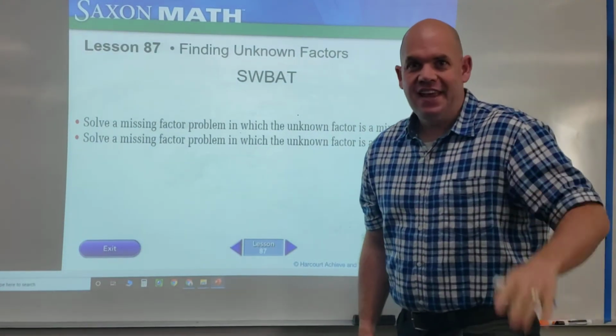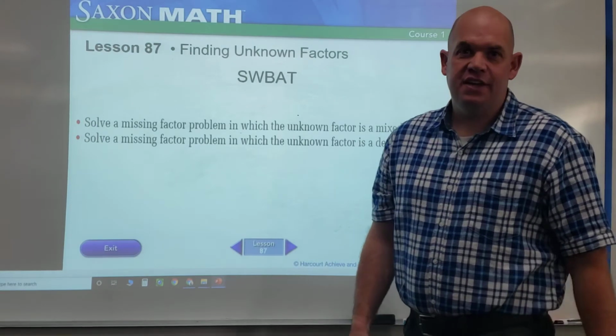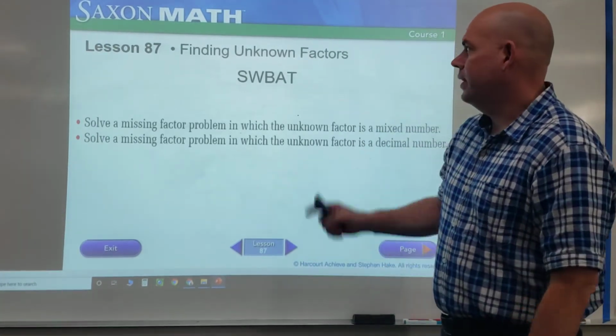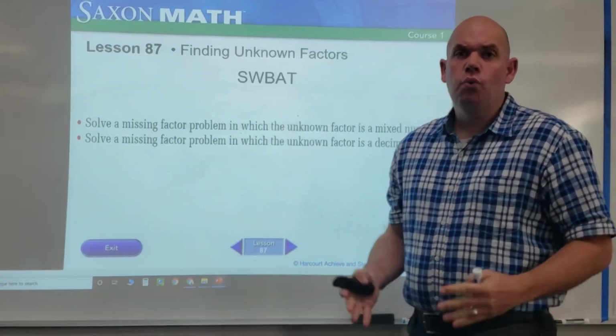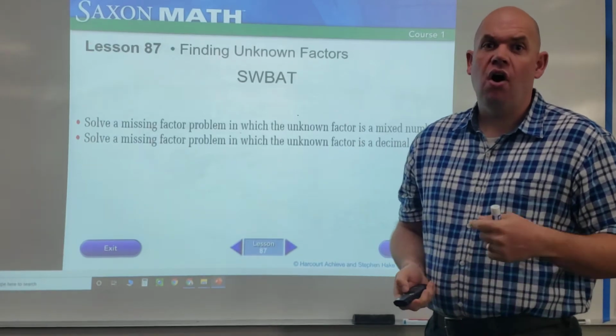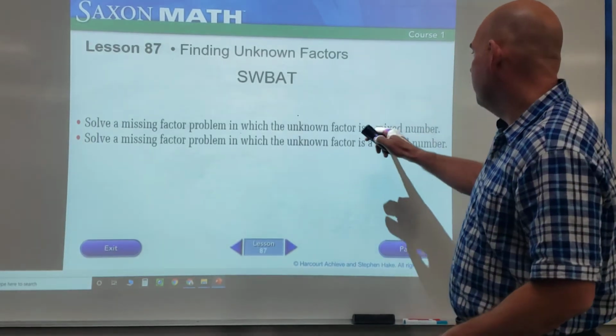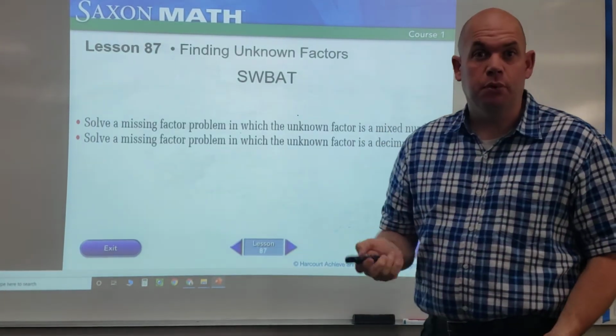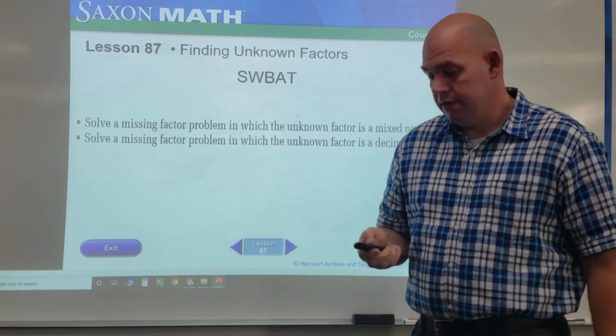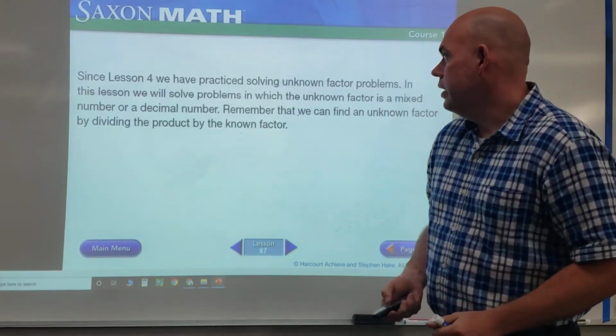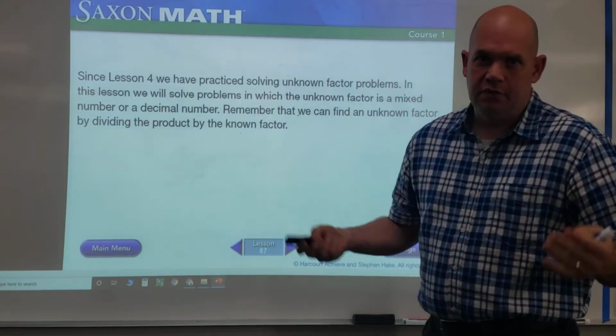Hey, it's Mr. C, and today we're doing lesson 87 in Saxon math. This is finding unknown factors. Now, we've been doing unknown factors all year long, but we haven't focused on mixed numbers or decimal numbers. So that's what we'll be adding to this lesson today.